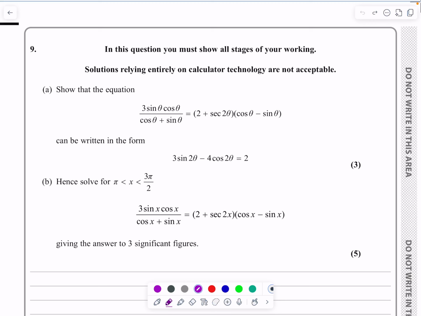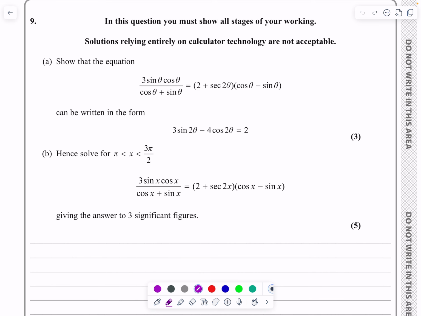Okay, this is the P3 paper from January 2024. It's question number 9, and this is a trig addition formulae question. We're going to be doing some work using double angle and some work using simplifying a cos x plus b sin x. Let's have a look at part A then.